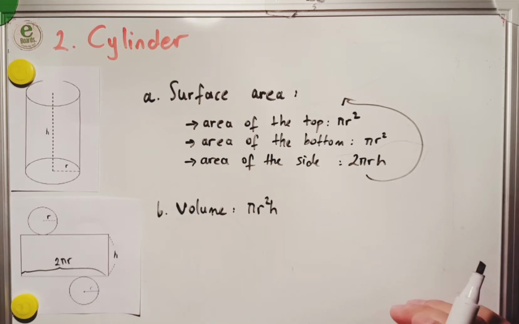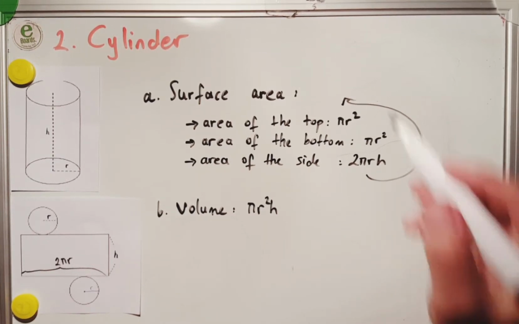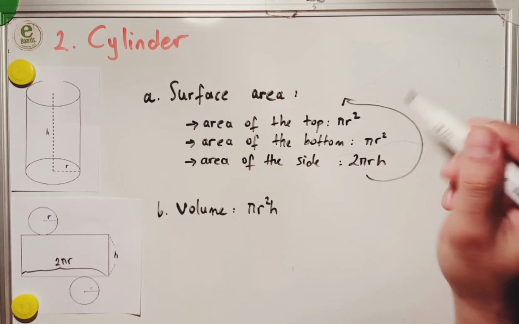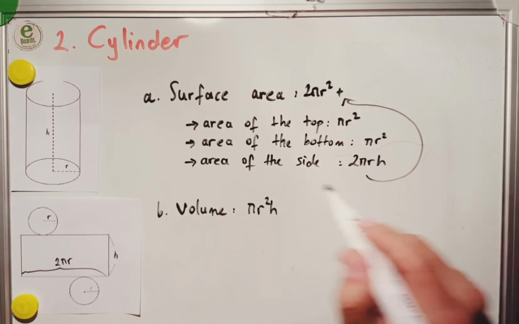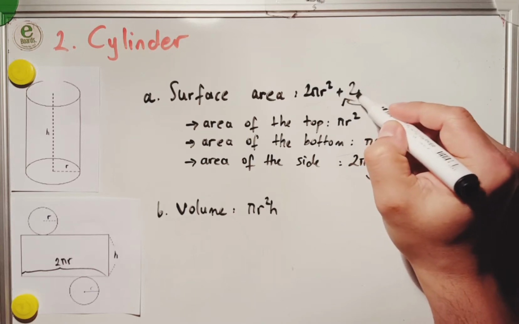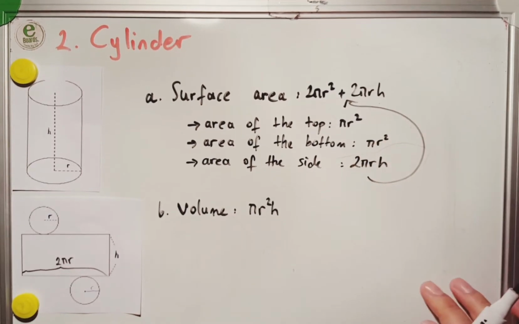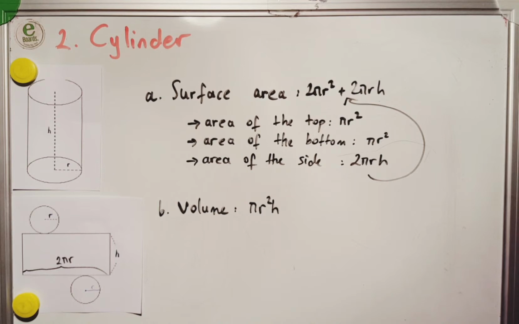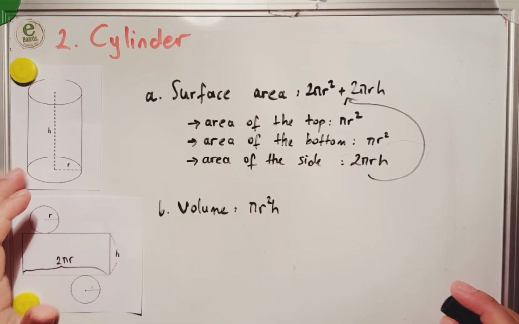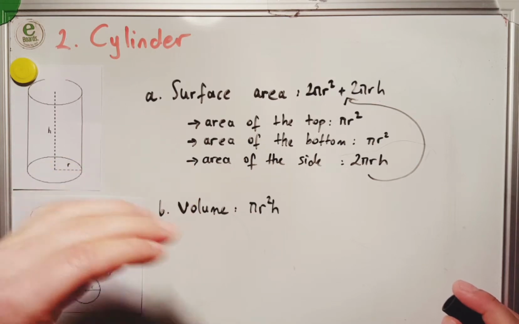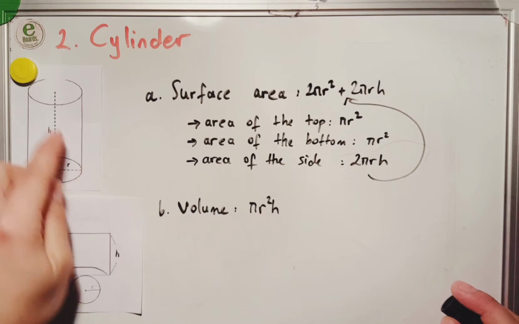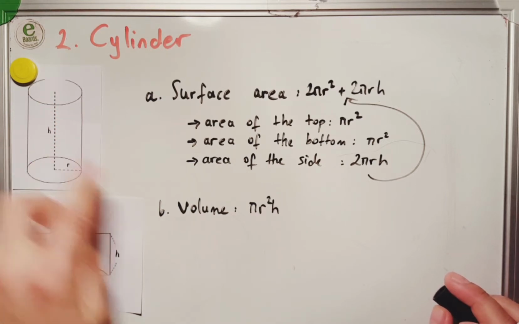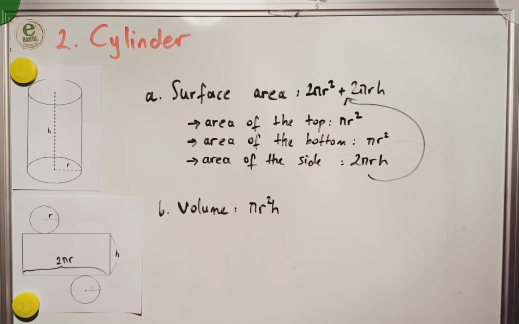So the surface area is going to be pi r square plus pi r square, which means 2 pi r square, plus the area of the side, 2 pi r h. To find the volume, as with the prism, we will multiply the area of the base and the height. What is the area of the base? Pi r square. What is the height? Height is h. So the volume of the cylinder is pi r square h.